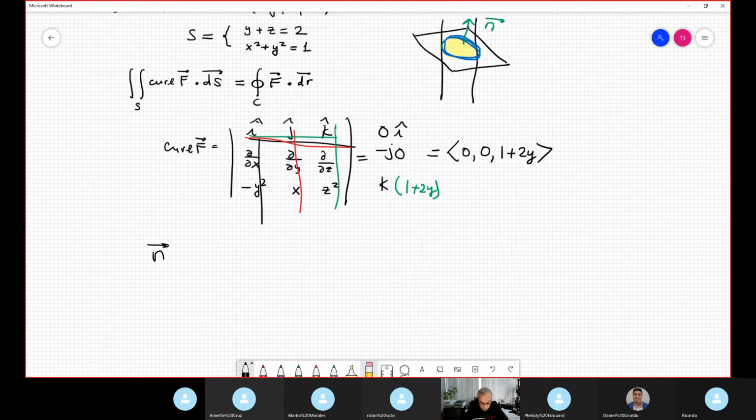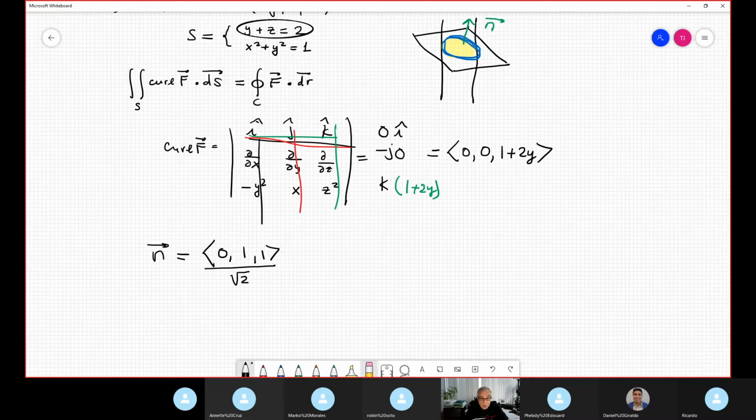Because the equation of the plane is y plus z equals 2, it's obvious that x is missing, only y and z. So the normal vector is 0, 1, 1. But this is not a unit vector, so you divide by the magnitude of this normal vector in order to find the unit normal vector, and it's obviously radical 2, because it's the square root of 1 squared plus 1 squared. Now this is a unit vector.